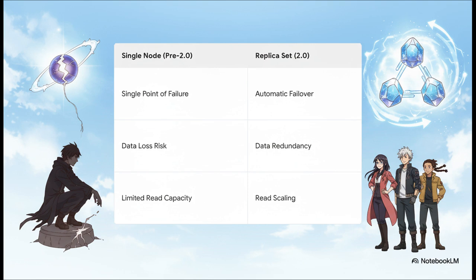With replica sets, you got this magical thing called automatic failover. The system could actually detect if the main server went down and within seconds automatically promote a backup copy to take its place. No frantic calls in the middle of the night. This meant you had data redundancy and a massive, massive leap in availability. You could even use those backup copies to handle read requests, giving you another way to scale.